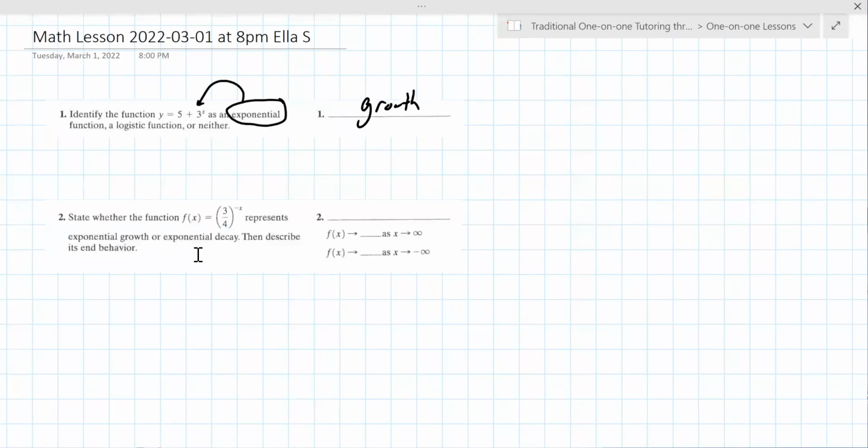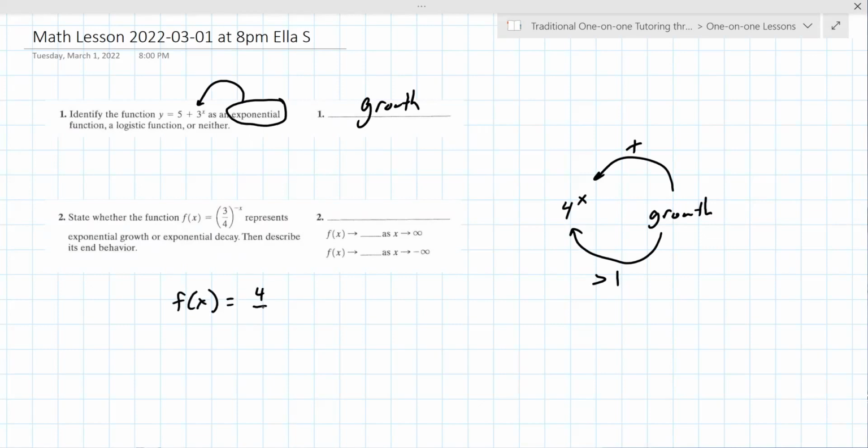Is it a growth or decay? There's a lot going on here with this. So in review, if it's like 4 to the x, this is growth because the exponent is positive and this number here is greater than 1. So we really want to make this a positive exponent, and to do that, you would flip the inside part. So it becomes 4/3 to the power of x.